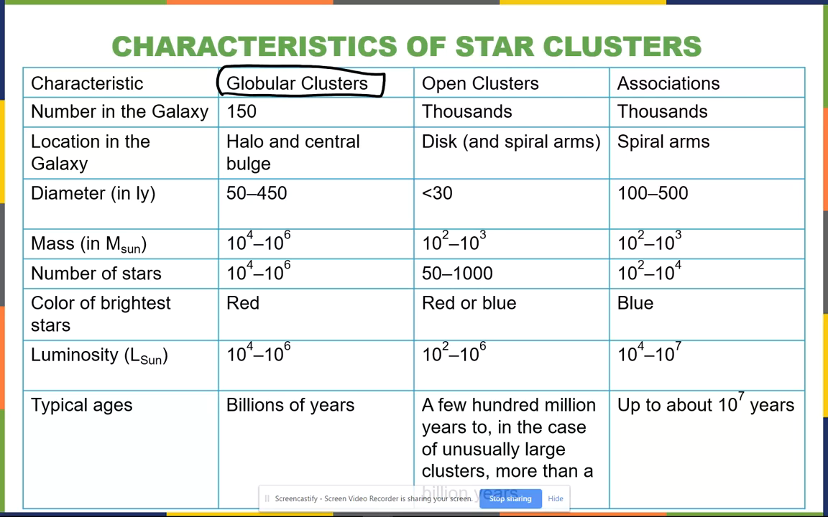In open clusters, we have red and blue. Blue, what does blue indicate? Hot. But hot stars burn out quickly. Hot stars are O's and B's. They have short lifetimes. So that means the open clusters have a relatively young age just by seeing that there's blue stars in them. And then, of course, the associations, blue, they're the youngest.